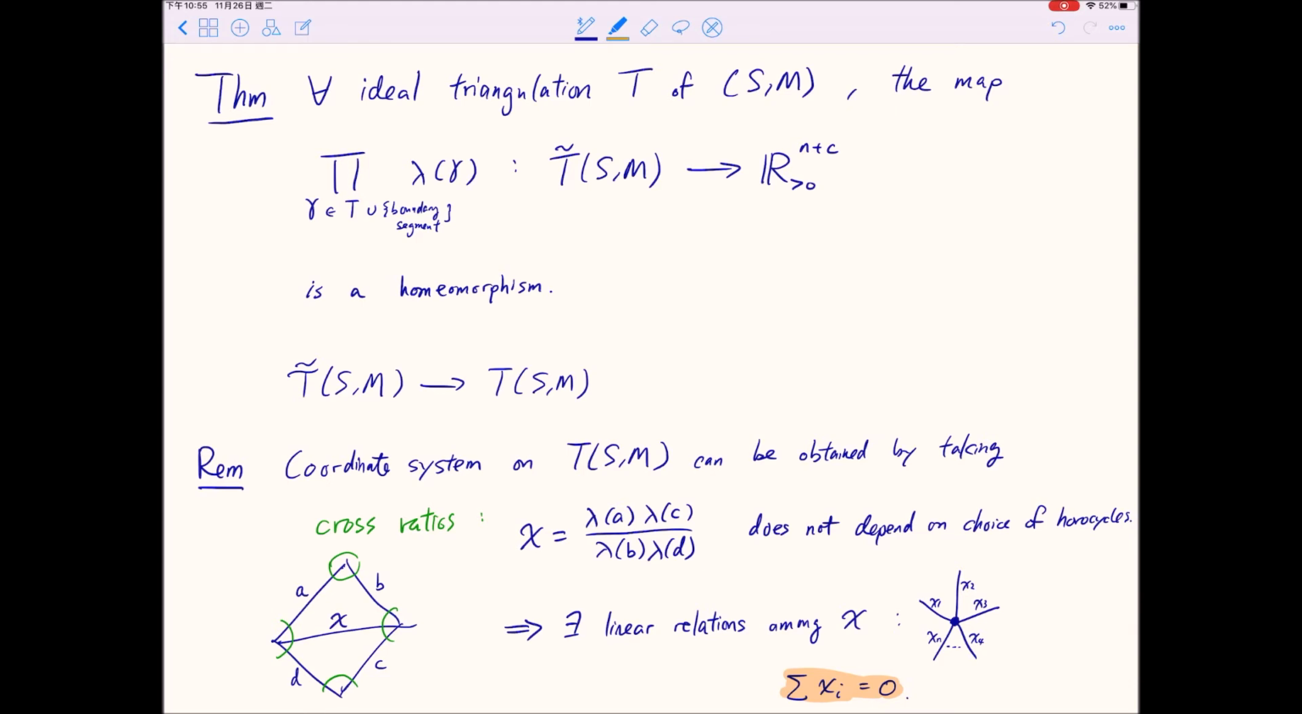But in any case, the lambda length is a very nice simply connected space, just the quadrant of the real space for the decorated version, and you are getting non-trivial coordinates when you go to the usual Teichmüller space. So this is a much more complicated object.